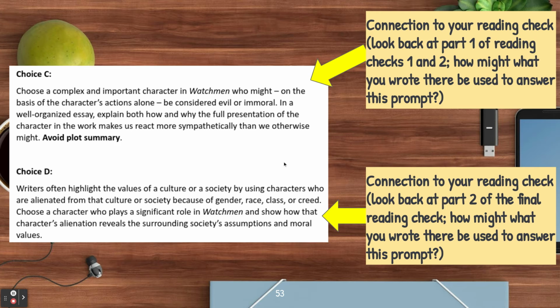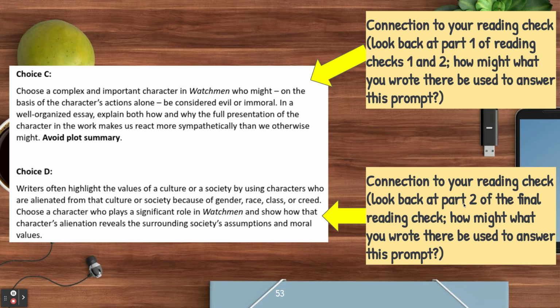All right, and choice D. Writers often highlight the values of a culture or a society by using characters who are alienated from that culture or society because of their gender, race, class, or creed. Choose a character who plays a significant role in Watchmen and show how that character's alienation reveals the surrounding society's assumptions and moral values. So how does that character basically highlight the pitfalls, the problems that society has, right? And basically how they, as a society, make that character feel alienated.